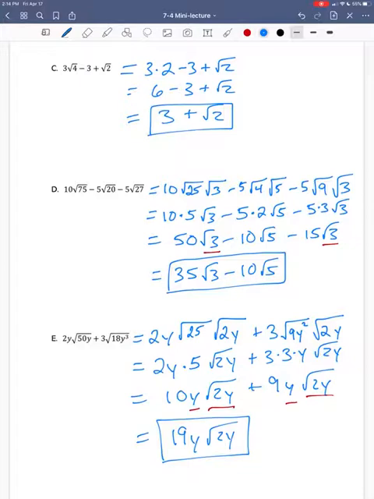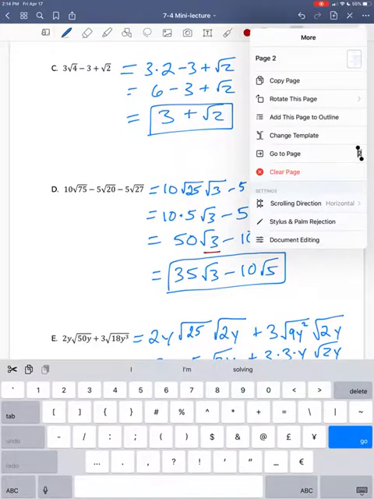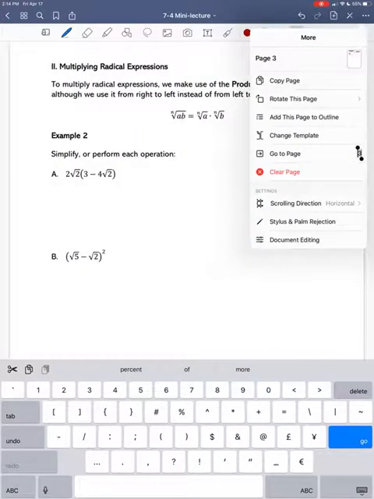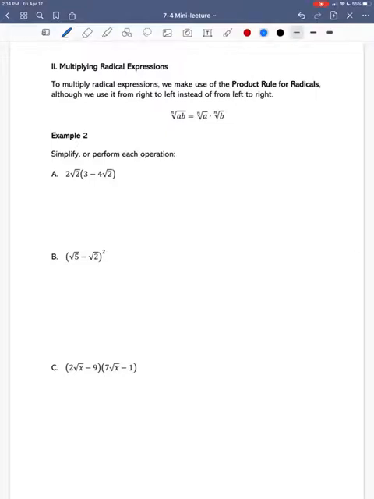All right, let's go to the next page here. So page 3. All right, so we're talking about now the second part of this little mini lecture, multiplying radical expressions. I just use this product rule of radicals. The nth root of a times b is just the nth root of a times the nth root of b. We were using that in section 7.3 especially. But what we're going to be doing here usually is using this rule backwards. We're going to be going from right to left instead of from left to right.